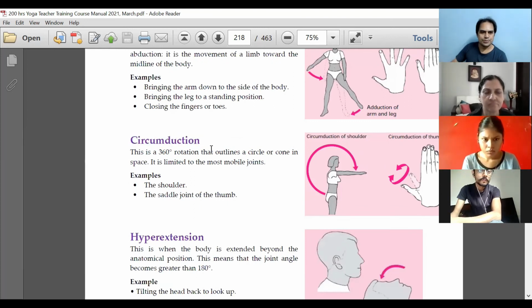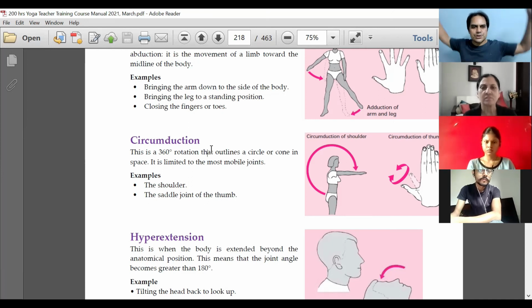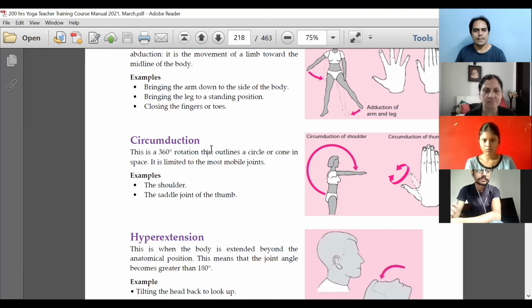Now next comes circumduction. Circumduction is when you move this in a circular motion. When you move anything circular, it's called circumduction, 360-degree rotation. Like the shoulders also, because shoulders move. That's called circumduction. Or when you move the fingers, this is called circumduction movement. So anything you move in this way, 360 degrees, is called circumduction.